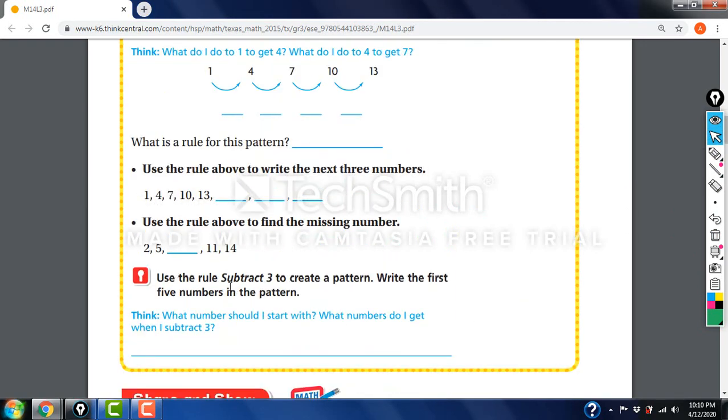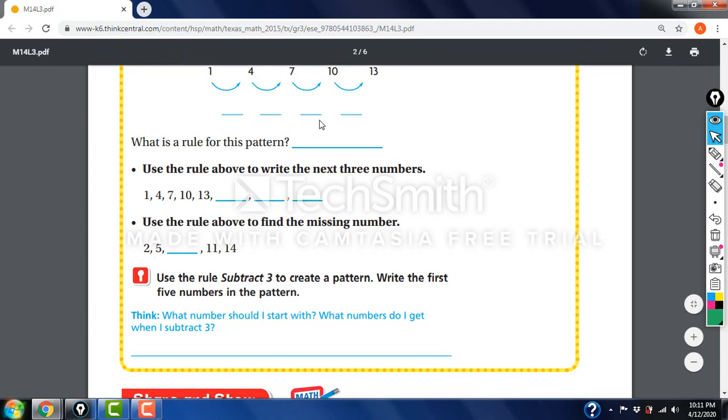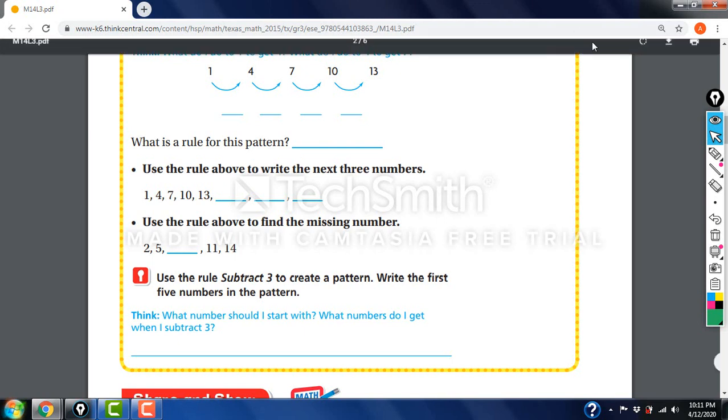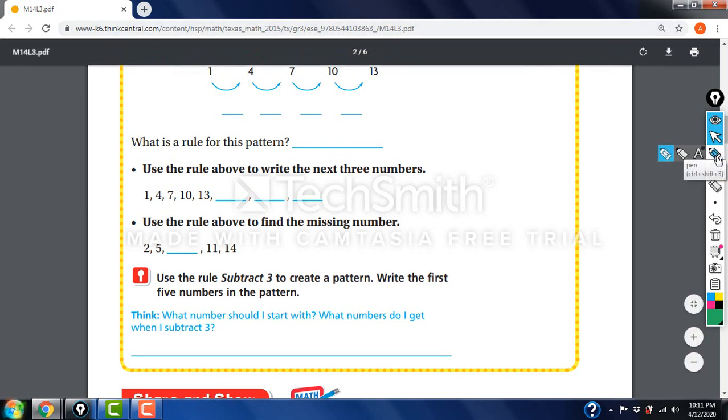It says use the rule subtract 3 to create a pattern. Write the first 5 numbers in the pattern. You can start with any number, so long as you have enough room to go 5 backwards. If you start at 1, you can't subtract 3. We'll start getting into negative numbers. So start with the number 10.